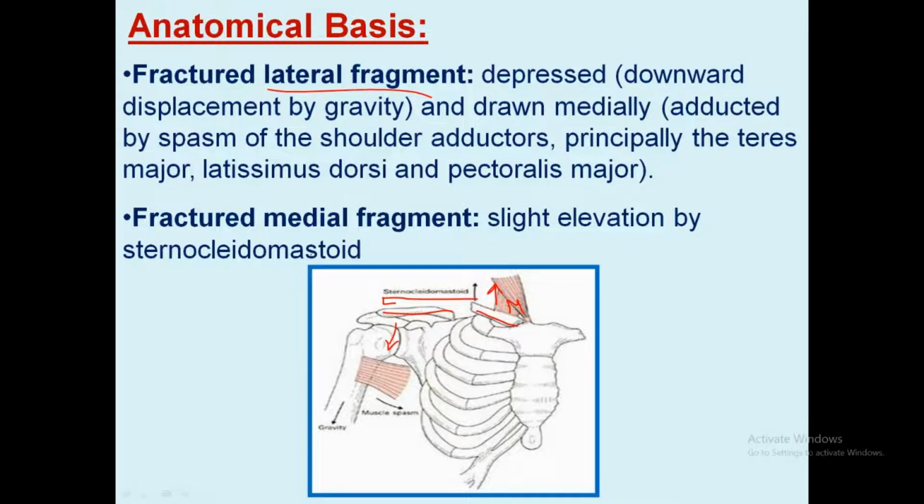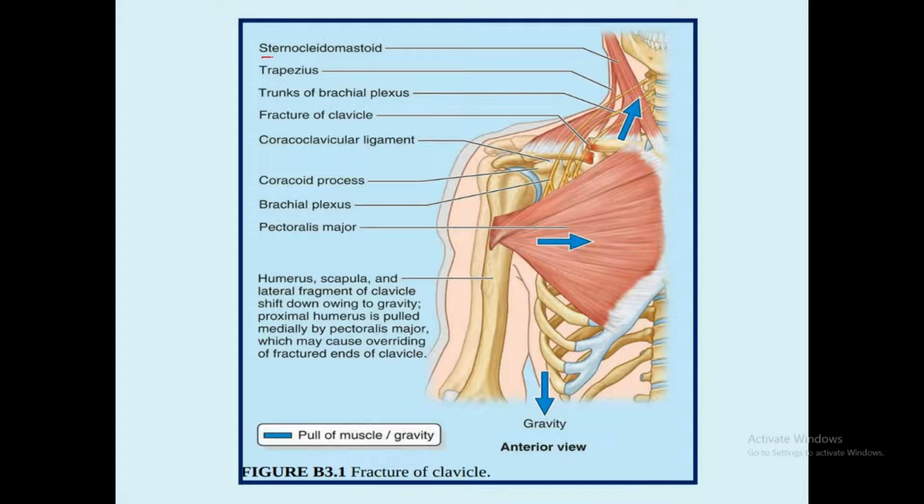There is an elevation of the fractured medial fragment by the sternocleidomastoid muscle and medially by the pectoralis major. The gravity is downwards. This one is the sternocleidomastoid muscle and this one is the trapezius muscle. So when there is a fracture of the clavicle, the trapezius muscle alone cannot support the upper limb. So this is the fracture of clavicle point. And these are the brachial plexus.